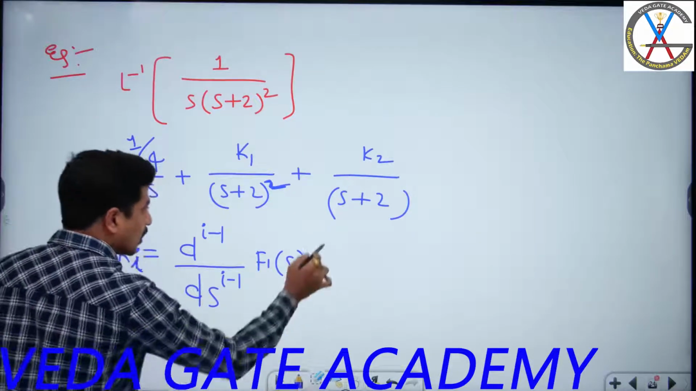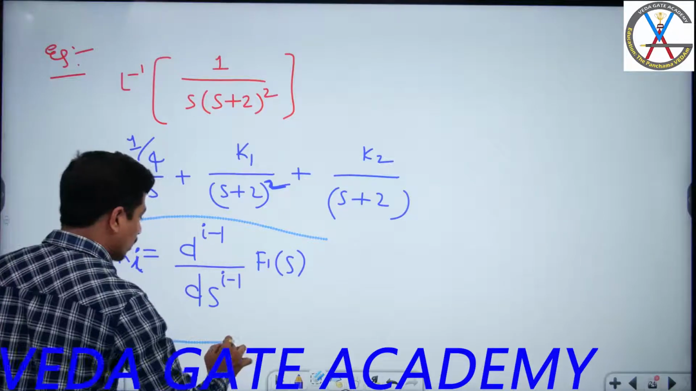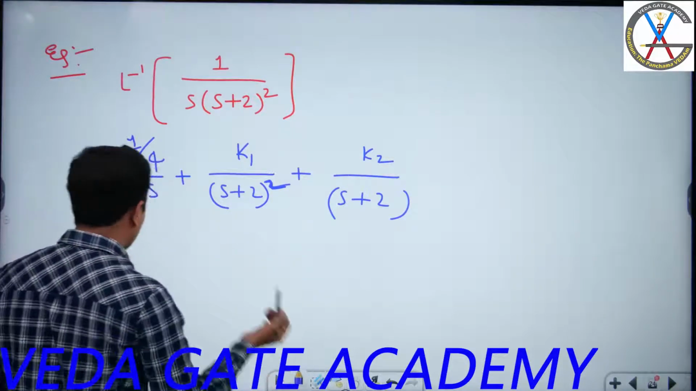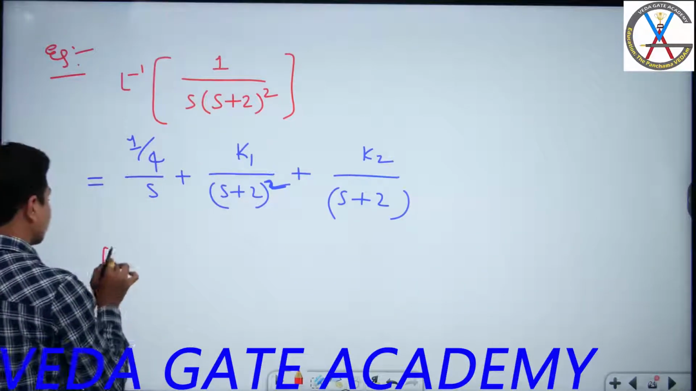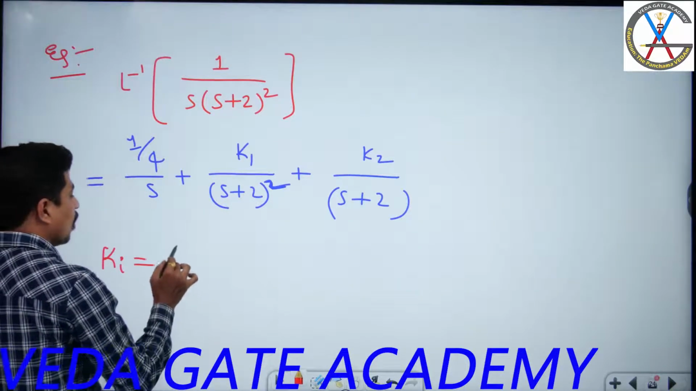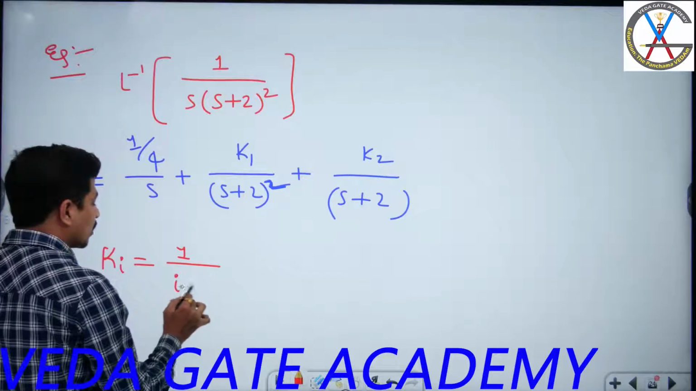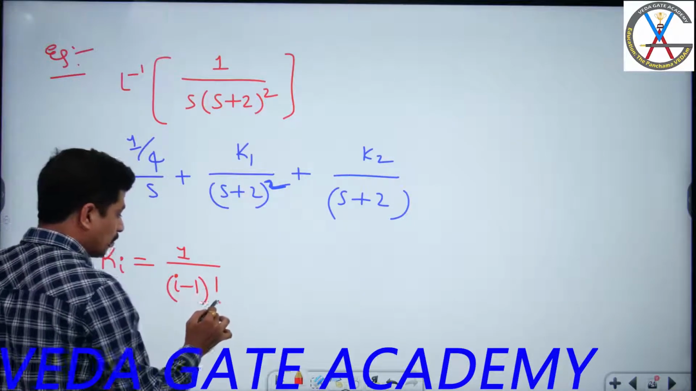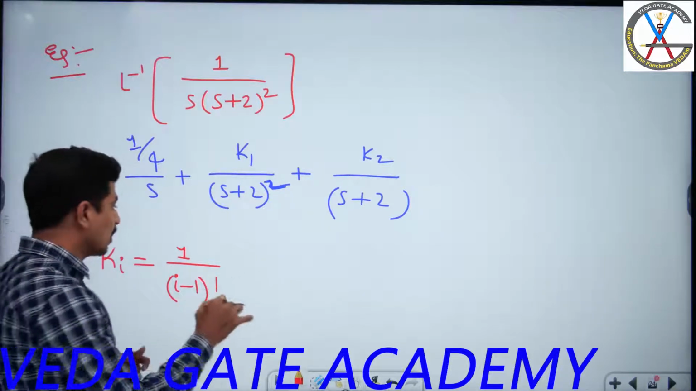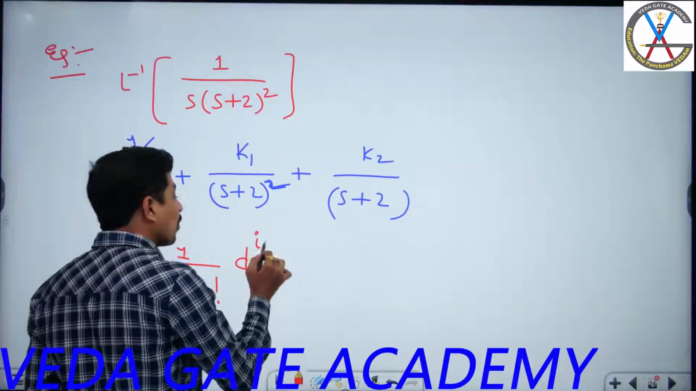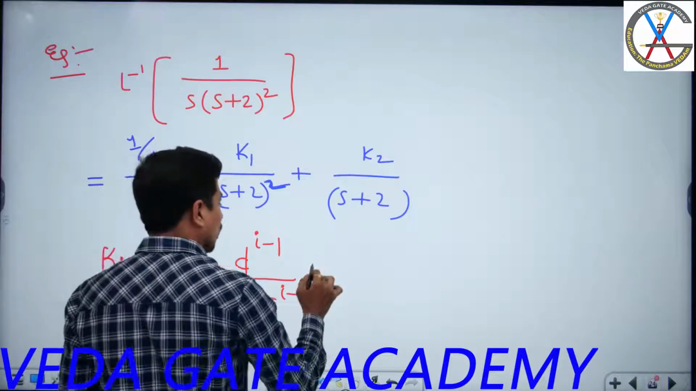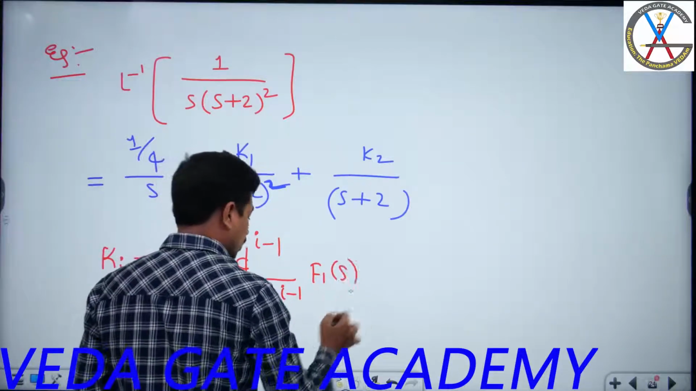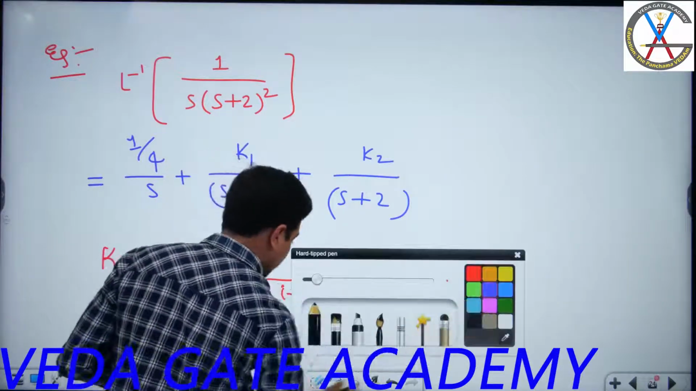Once you understand this formula, that is going to be very easy. I'll be writing it once again here. Ki is equal to 1 by (i minus 1) factorial, sorry, previously I forgot this one, times d^(i-1) by ds^(i-1) into f1 of s. So this is the formula.